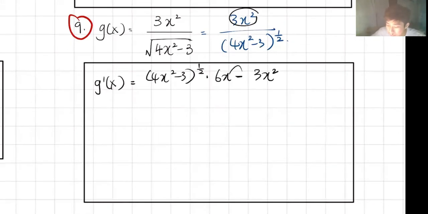Don't forget, it's minus. Then you differentiate the bottom. How do you differentiate 4x squared minus 3 power of half? Don't forget, when you have a bracket to the power of something, use power chain rule. I call it power chain rule. How do you use power chain rule?